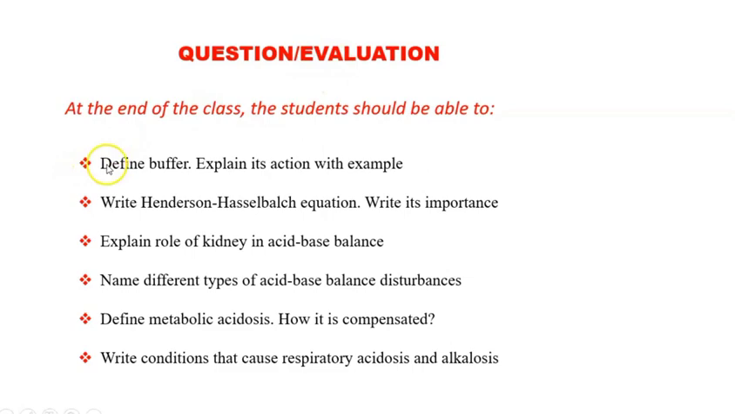Looking at this, we should be able to define buffer and explain the action of buffer with an example. We are able to write the Henderson-Hasselbalch equation and its importance. Now you are able to explain the role of the kidney in acid-base balance. Now you are able to name different types of acid-base disturbance. That's what we just did in this video. Now you are able to define metabolic acidosis and how it is compensated. And you'll be able to write conditions that cause respiratory acidosis and alkalosis. We just finished all this.